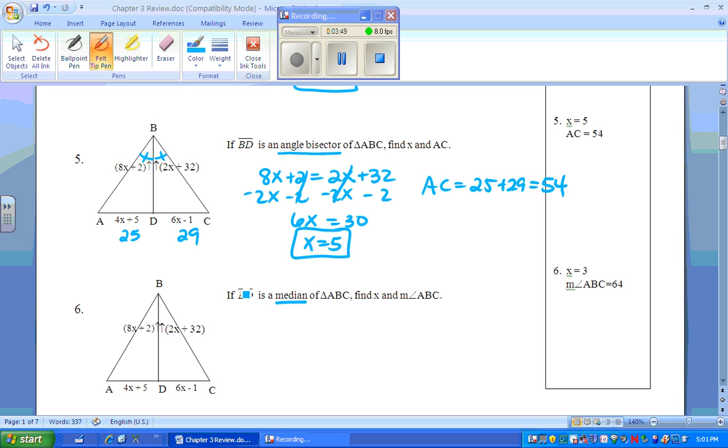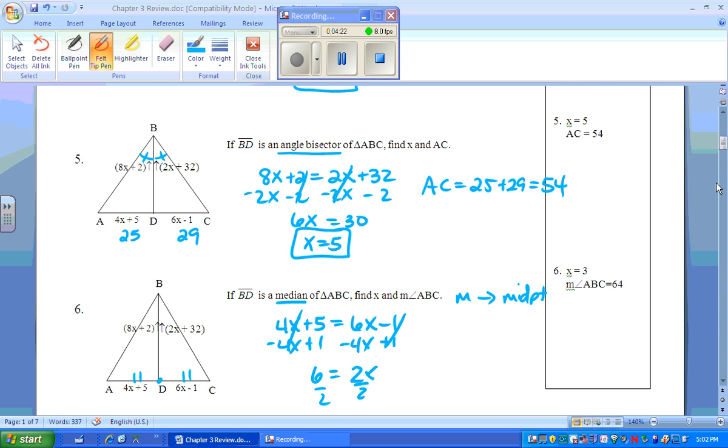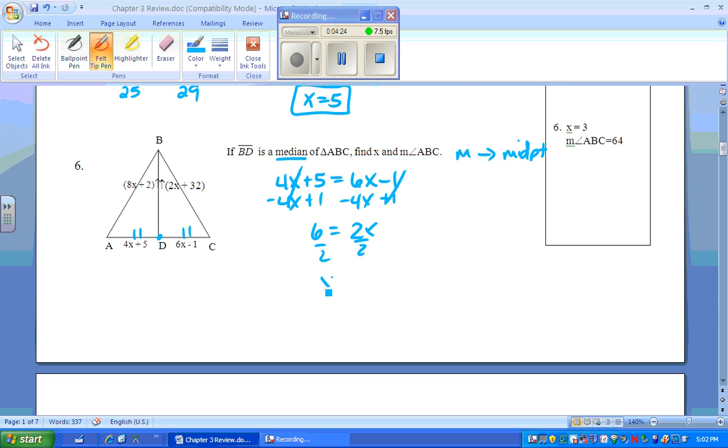And last but not least is the same kind of question, but it's a median this time. A median starts with an M, which means it causes a midpoint, as we discussed. So hopefully you remember that trick. Midpoint, that means D is the midpoint at the base here. So AD and DC are congruent. So we can set 4x plus 5 equal to 6x minus 1. Minus the 4x over, giving me 2x, adding the 1, giving me 6, divided by 2. X ends up equaling 3.